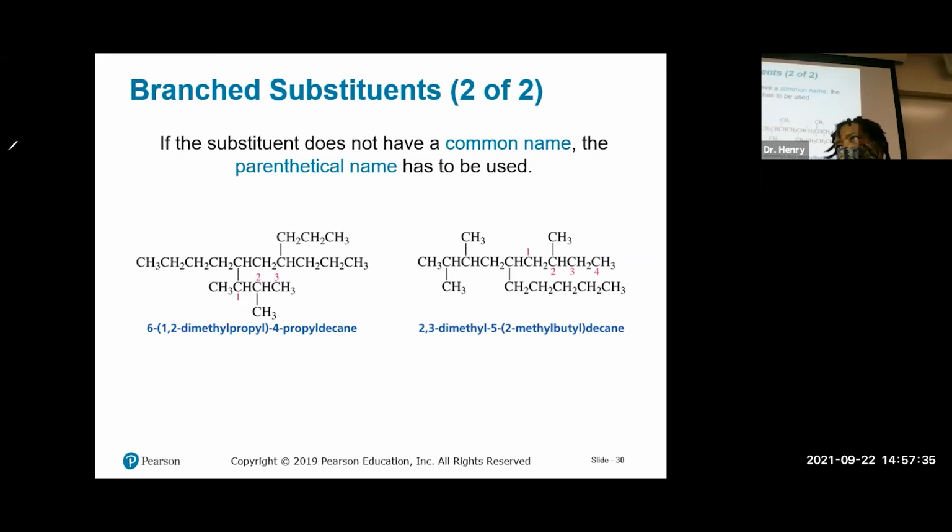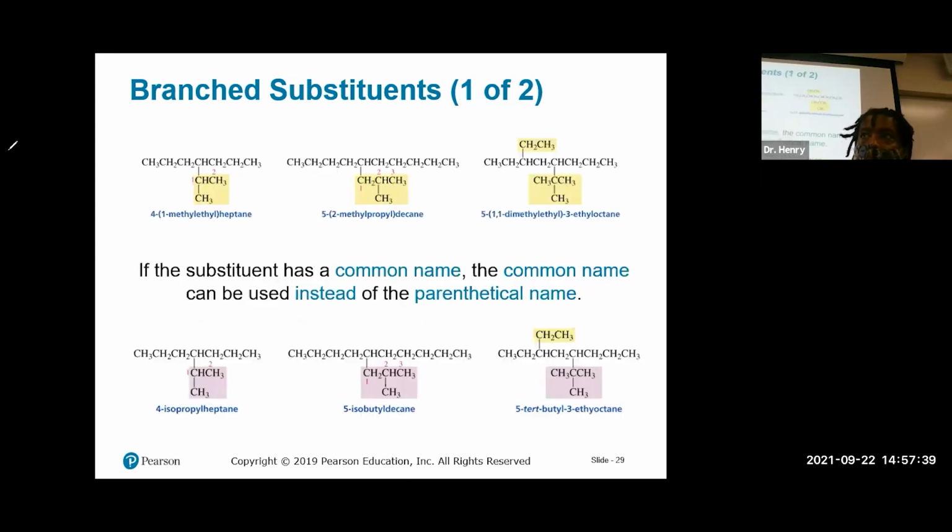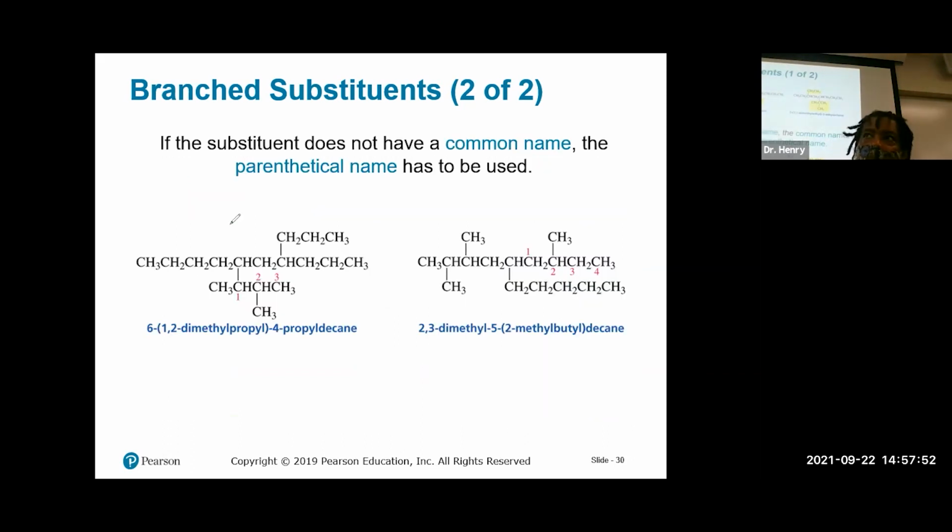Okay, so the other thing is, if you notice up here, they put the name in parentheses, right? So you want to make sure they include the parentheses. That tells us that you have a branch within a branch by using the parentheses, okay? And this is just showing us exactly the same thing.